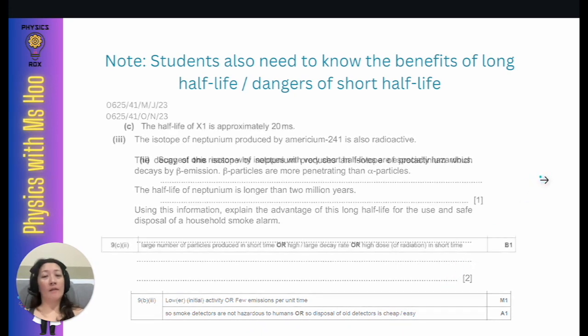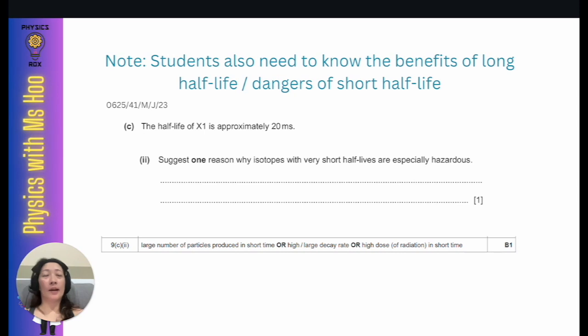On the flip side, for short half-life, here is a past year question taken from paper 4, variant 1 of the summer 2023 paper, where the half-life of a radioisotope is given as approximately 20 milliseconds. And they want the students to write one reason why isotopes with very short half-lives are especially hazardous. And you can see the answer in the mark scheme here says that it's because there's a large number of particles produced in a short time, there's a high or large decay rate, or a high dose of radiation in a short time.